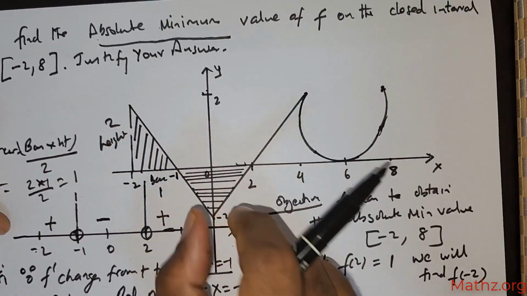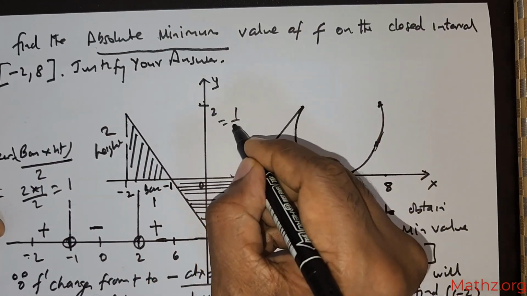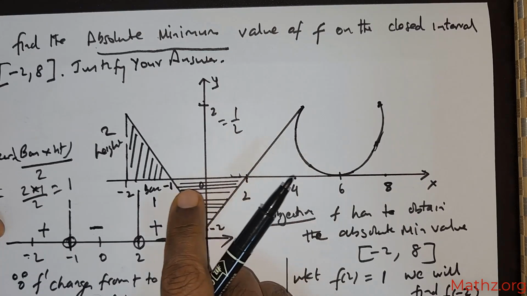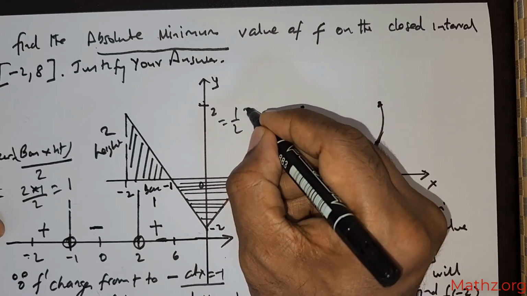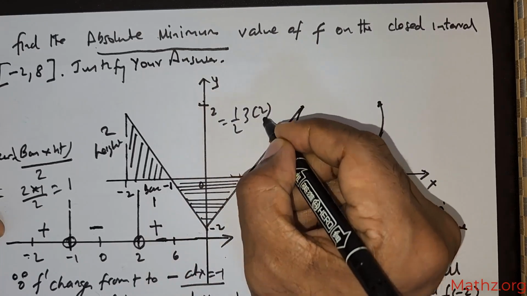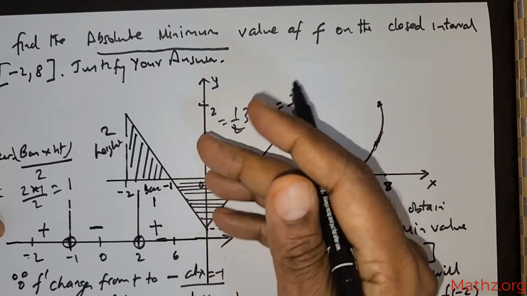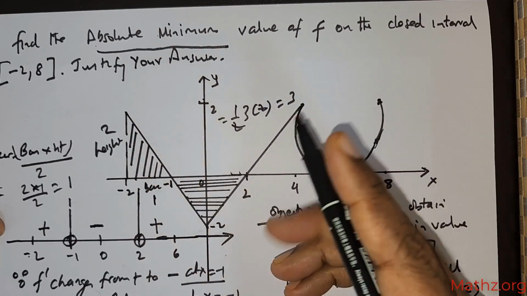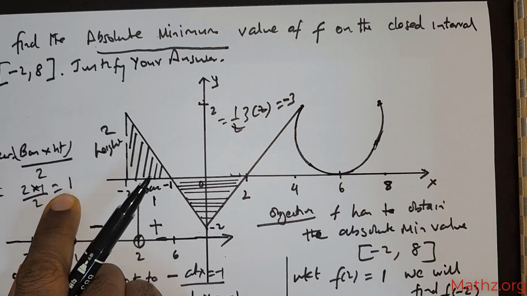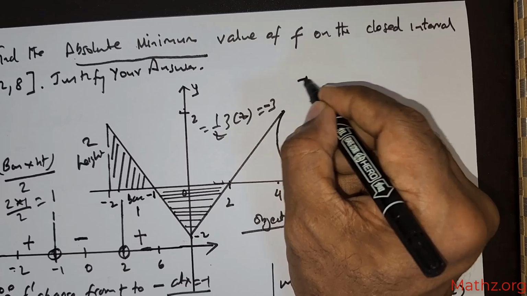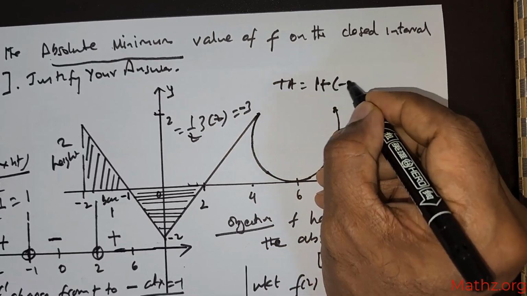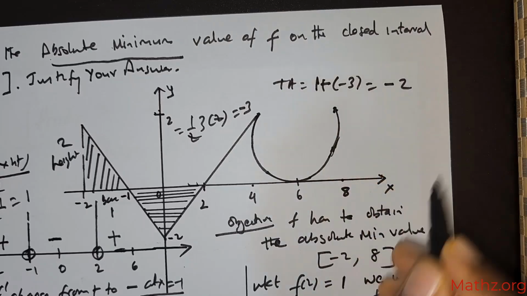Now come over here. What is this area? This area is again half times the base. What is the base? This is 2 units and this is 1 unit, so the base is 3 units and the height is 2 units. This 3 units is on the negative part of the axis, so this will take a negative 3 and this will take a positive 1. So the total area is 1 added to negative 3, which is equal to negative 2.